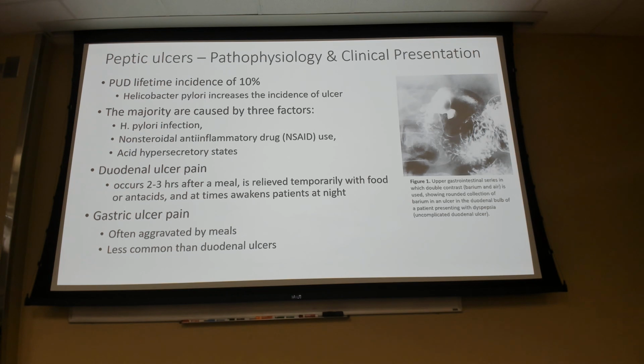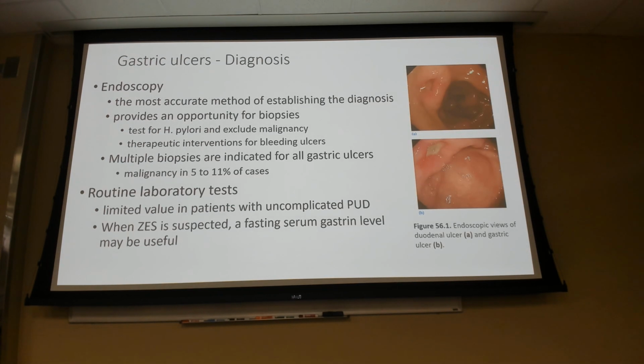Your average, typical patient that's going to have duodenal ulcers is usually a 40-year-old. For gastric ulcers, endoscopy is the best method we have for diagnosing these, and it also gives us an opportunity for biopsies and testing for H. pylori. The difference is that gastric ulcers have a lot higher rate of malignancy, so they'll get multiple biopsies evaluating the ulcers.